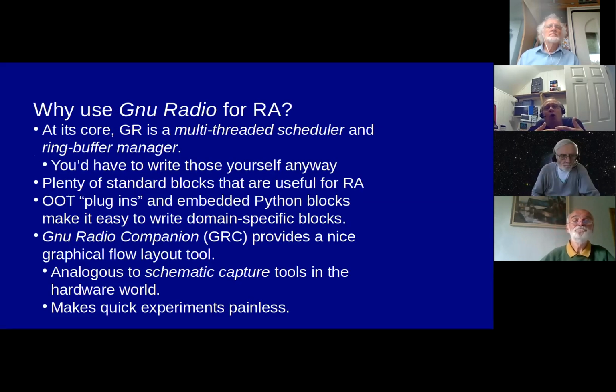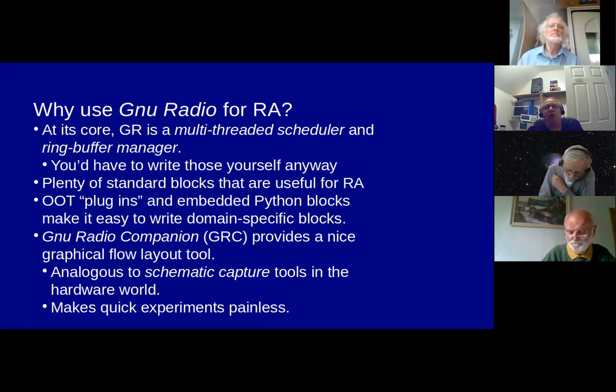So at its core, also, are there any questions before I move on? No, okay. At its core, GNU Radio is what we call a multi-threaded scheduler and a ring buffer manager. That's what it does at its core. And it also has this palette of blocks that you can plug into the scheduler and the ring buffer manager and do useful things with.